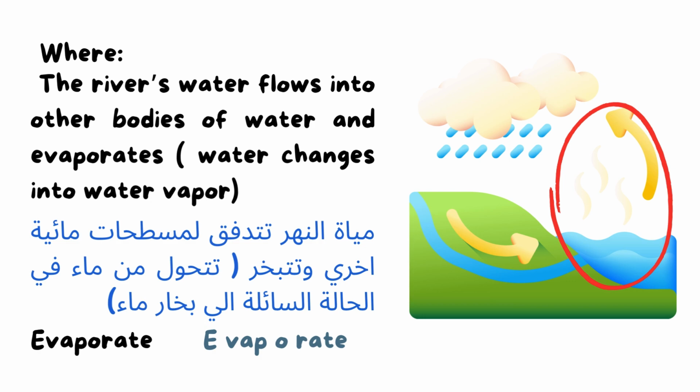What is the meaning of evaporates? The water that we know is in the liquid state will change into water vapor and it rises up in the sky, as you see here. So this is called the water evaporates. Evaporate. So the river's water flows into other water bodies, and the water evaporates.